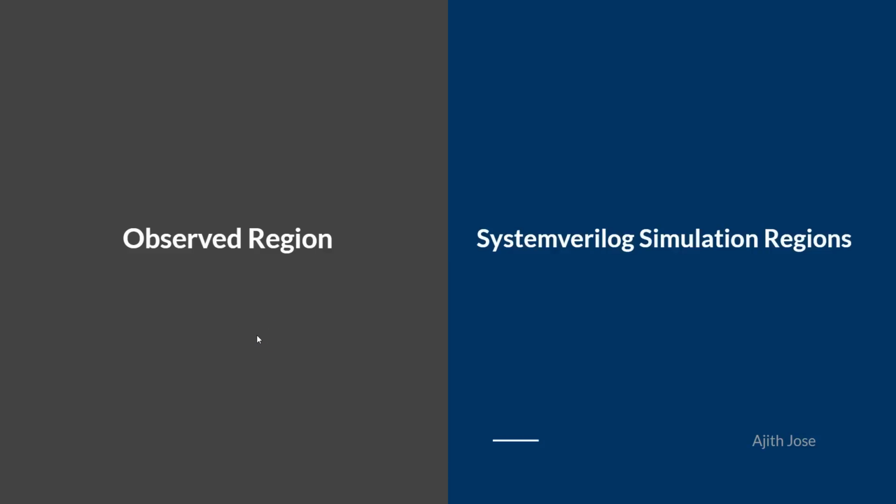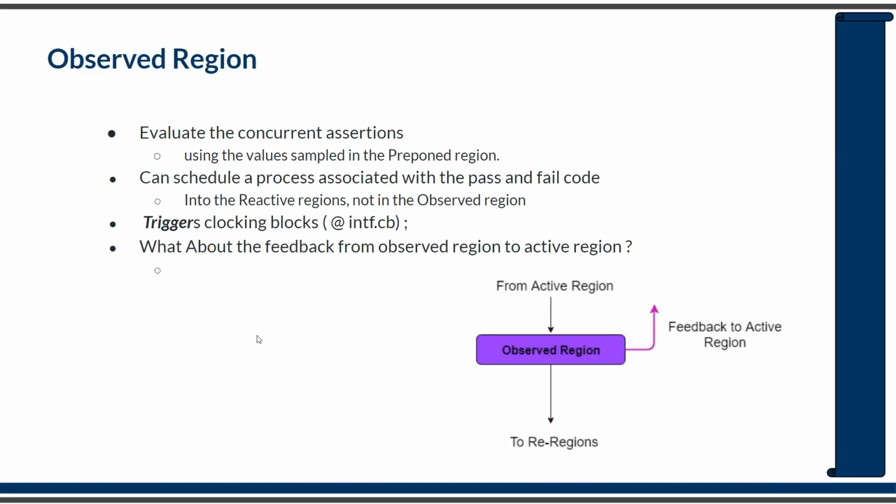Observed region in SystemVerilog simulation region set. So the main purpose of the observed region is to evaluate concurrent assertions. This is an assertion-specific region, and there are two types of assertions in SystemVerilog, which are immediate assertions and concurrent assertions. The immediate assertions will be evaluated in the active region set, and concurrent assertions will be evaluated in the observed region set.